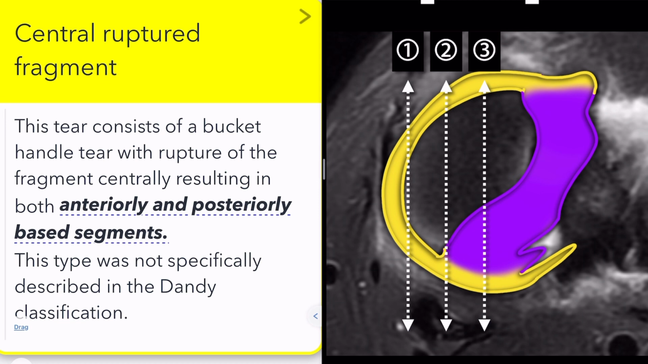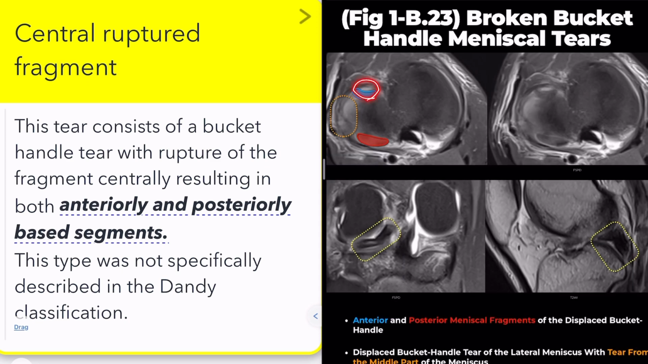Central ruptured fragment. This tear consists of a bucket handle tear with the fragment ruptured centrally, resulting in both anteriorly and posteriorly based segments. In this case, the central rupture resulted in the anterior-based segment flipping anteriorly, marked in blue. The posterior-based segment, marked in red, flipped posterosuperiorly into the intercondylar notch region.